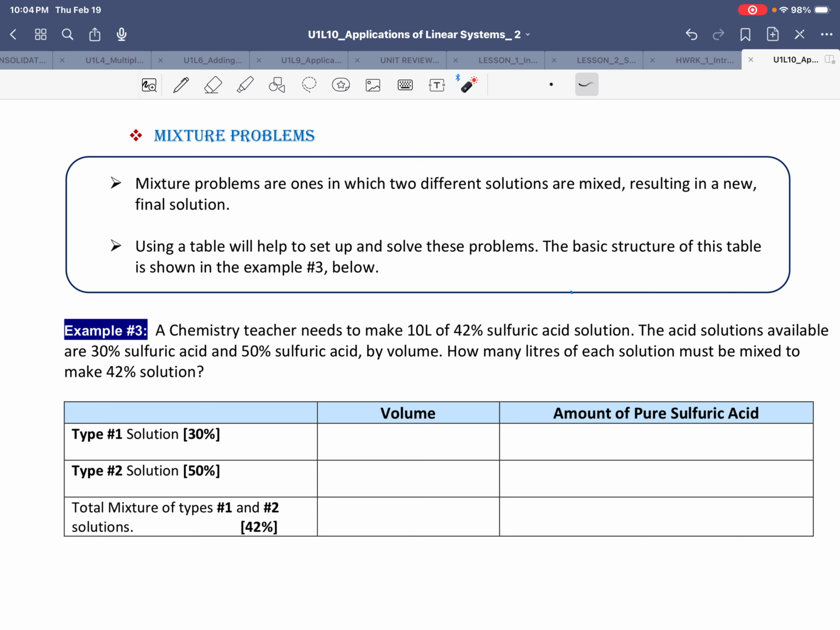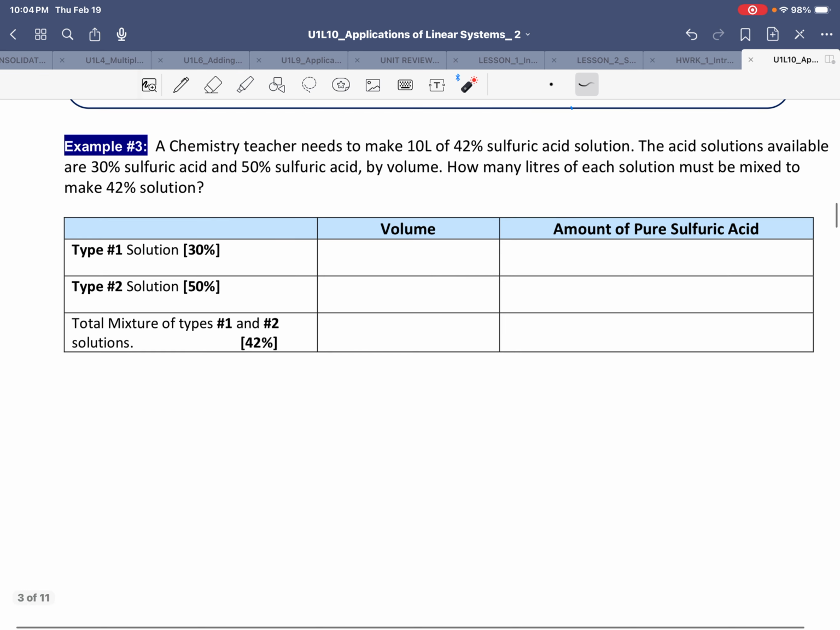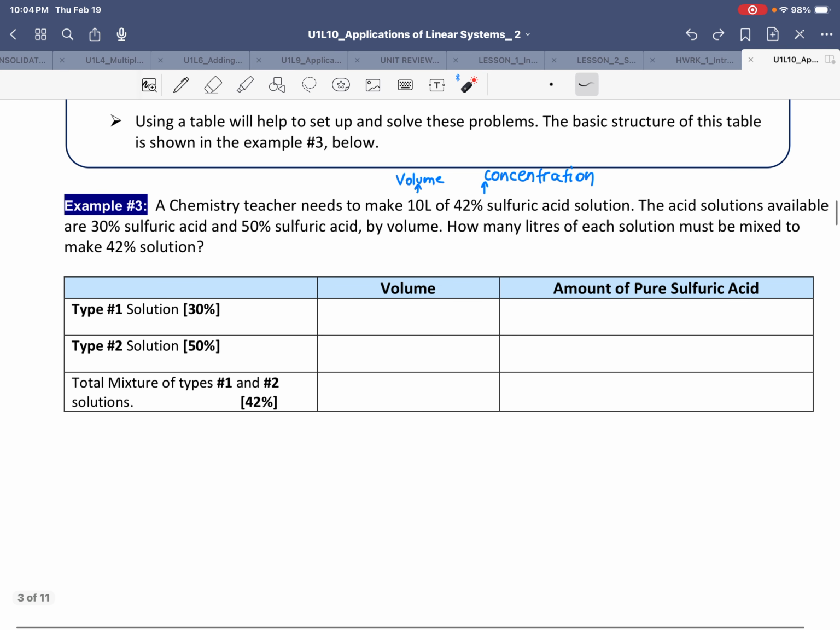Let's read the problem first. A chemistry teacher needs to make 10 liters of 42% sulfuric acid solution. So 10 liters means volume, and I'm going to write this down, and 42% means concentration. The meaning of it is that if we have a sulfuric acid solution, part of the solution will be pure sulfuric acid and part of it will be water, because sulfuric acid will make only 42% in this case.